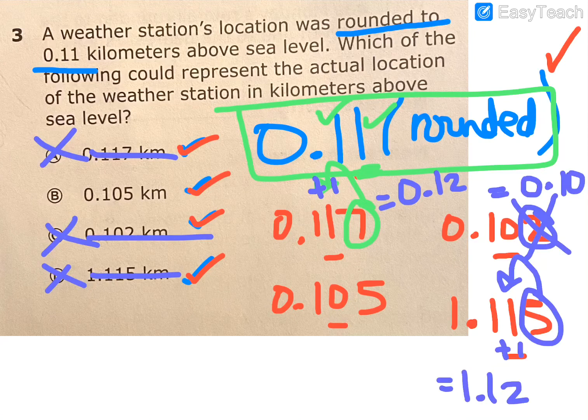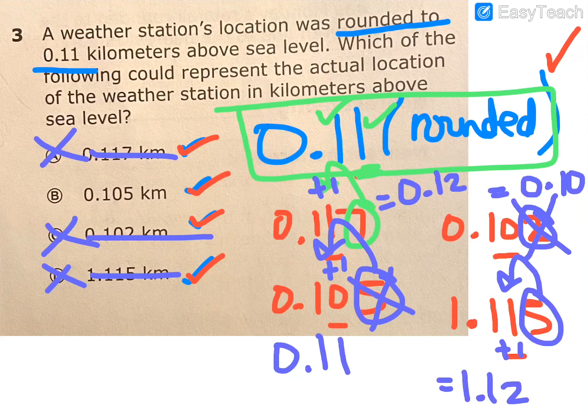So let's just double check. We're going to circle our 5 and ask the question, is it 4 or less or 5 or more? It's 5 or more. So that means we must add one more to the 0. If we do that, our number becomes 0.11, and we can cross off the 5, and that is the number that we are looking for. So B would be the correct answer.